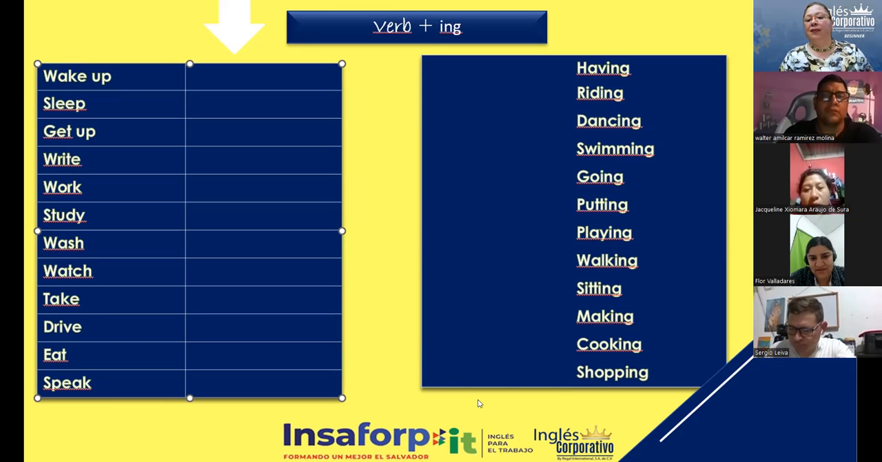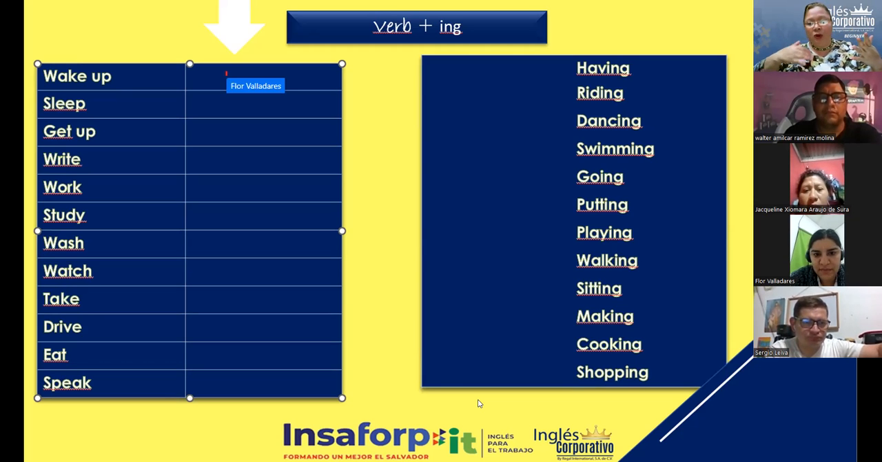Okay, teacher. Okay, everybody helping. Remember, you have to spell each ing form. For example, the first one, wake up. Waking up. W-A-K-I-N-G, U-P. Okay, there we go. Everybody, please.